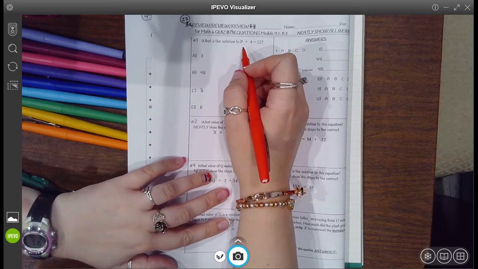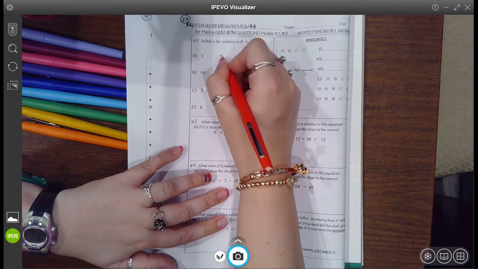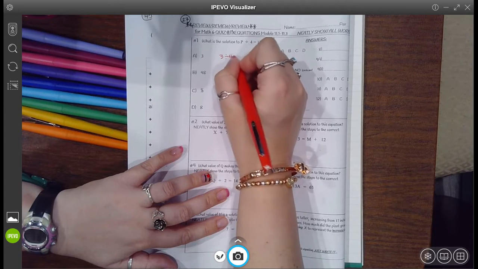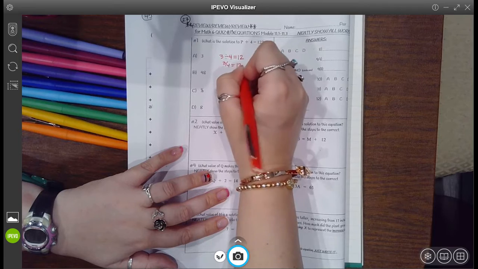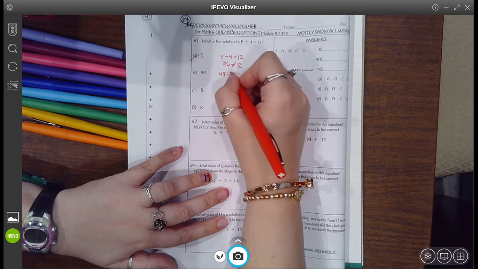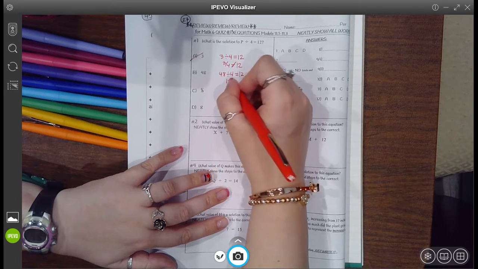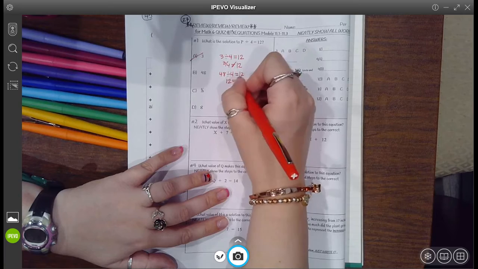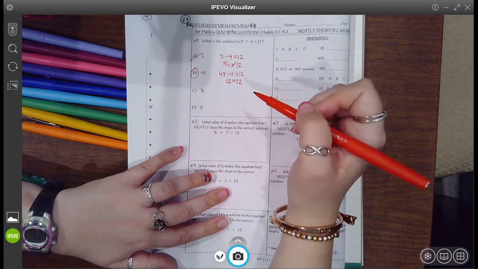So they want to know what's the answer. Okay, so let's substitute it in. 3 divided by 4 equals 12. That doesn't even make sense. 3/4 equals 12. No, it doesn't. Okay, 48 divided by 4 equals 12. Well, 48 divided by 4 is 12. So 12 equals 12 is a true statement, which means P is probably 48.